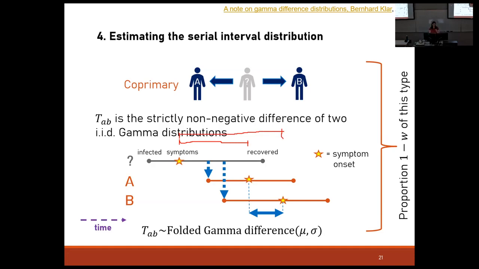And then if we think about how that relates to what we actually see, which is the difference between the symptom onset of A and B, we can see that that is the difference of those two serial intervals. It exactly lines up. So that gives us our gamma difference distribution, which also has a nice form. I've included the paper up the top here if you're interested. And it ends up being folded because of that assumption we made that A had to show symptoms before B. So that's our model for what this co-primary transmission looks like. And we assume that in our mixture model, the remaining proportion, 1 minus W, of transmissions are of this type.